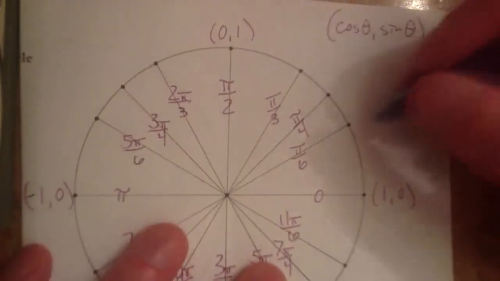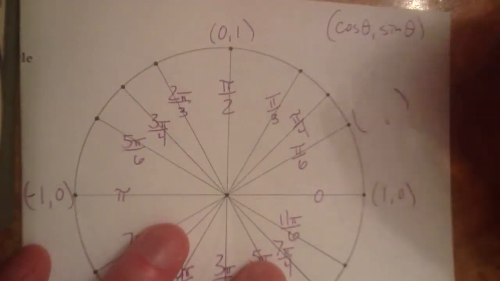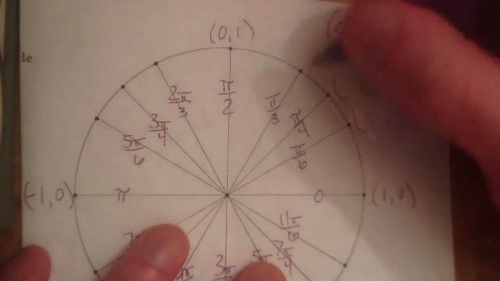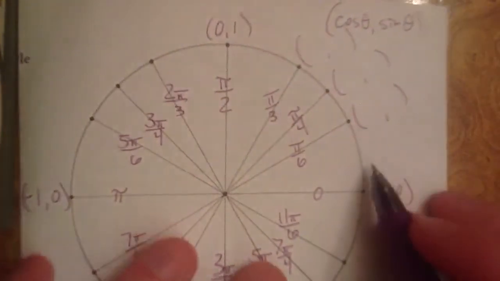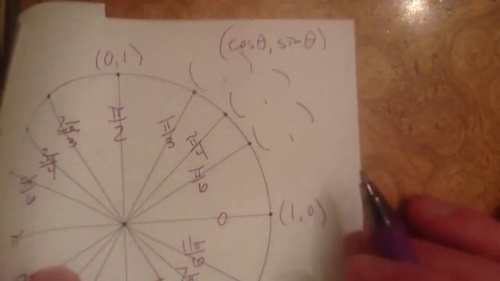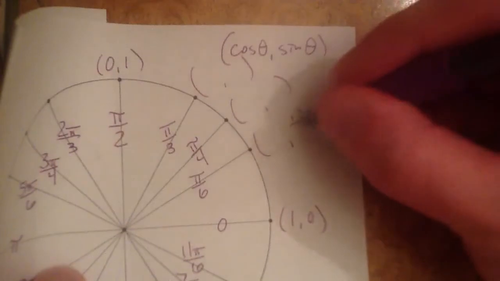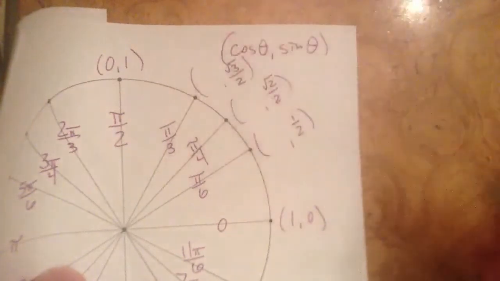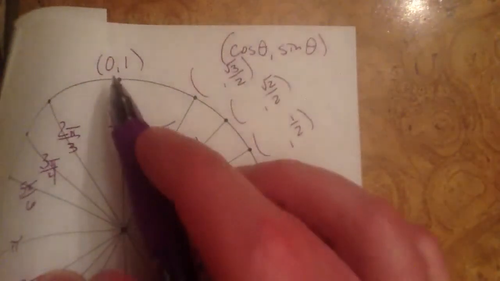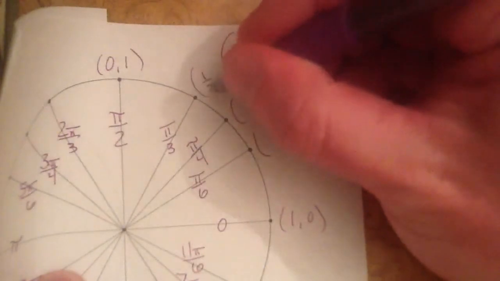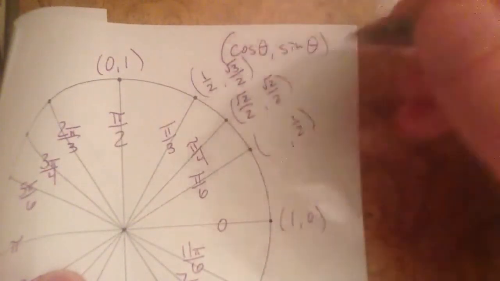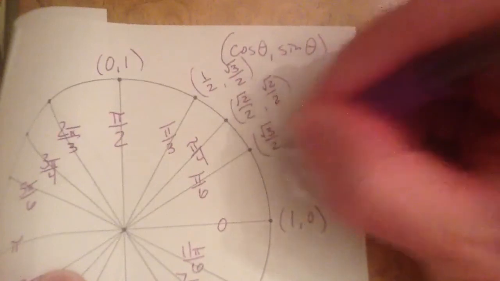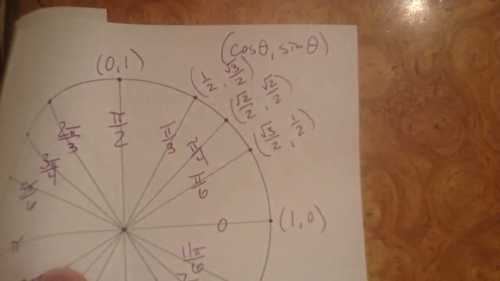Let me draw that out for you. So, of course, in the end, you have to have these memorized. And sine comes second. That's the y values in the ordered pairs. 0, 1, 2, 3. Cosine 0, 1, 2, 3.